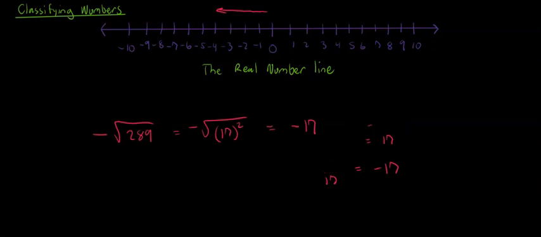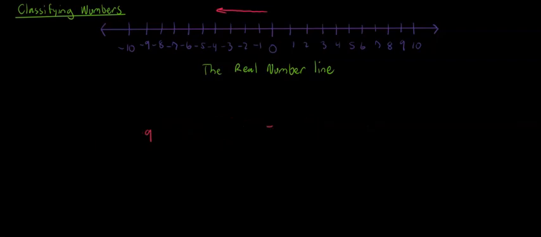I just want to go through two more examples for now. They'll be really quick. What would be the classification of negative 6 pi? Well, we can see it's negative, so it's going to be on the left-hand side of the real number line.